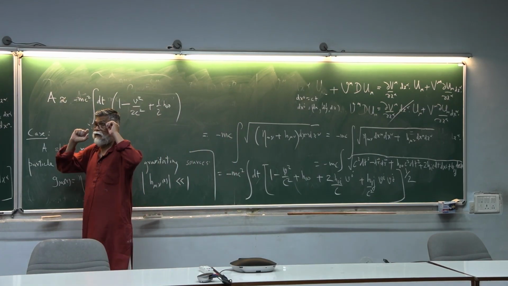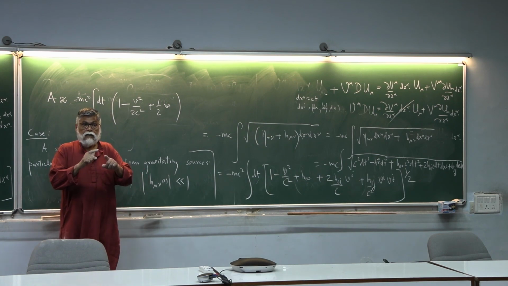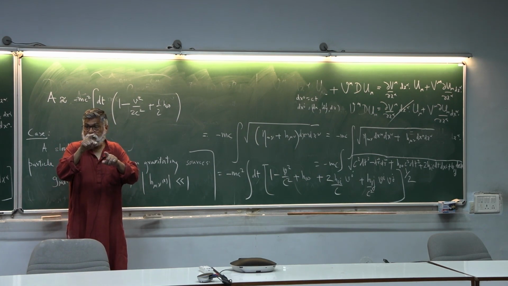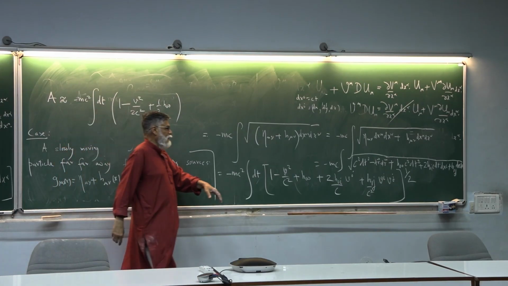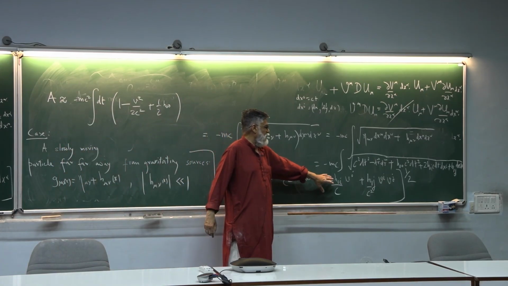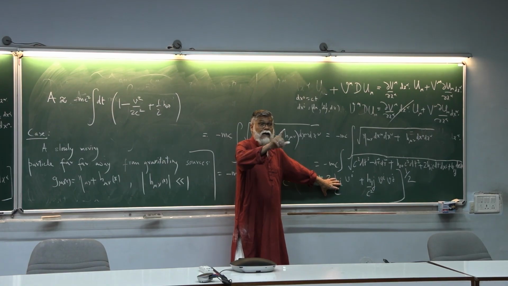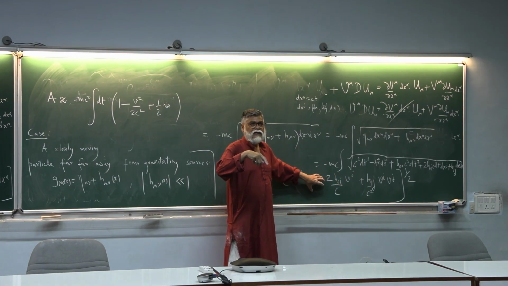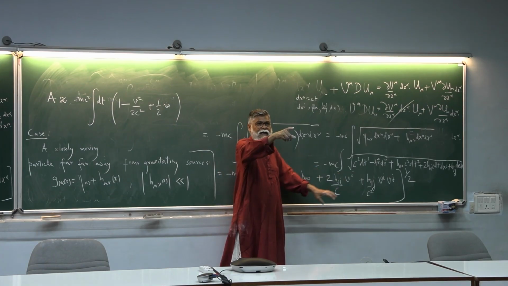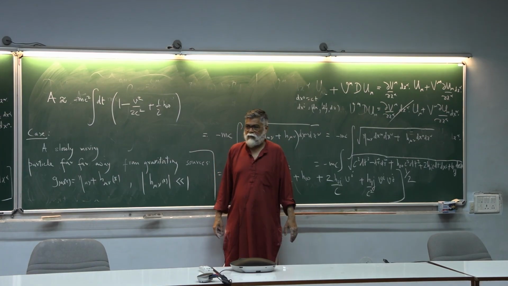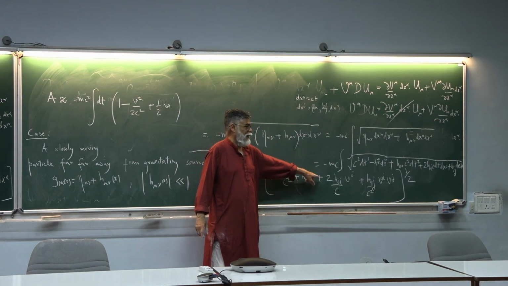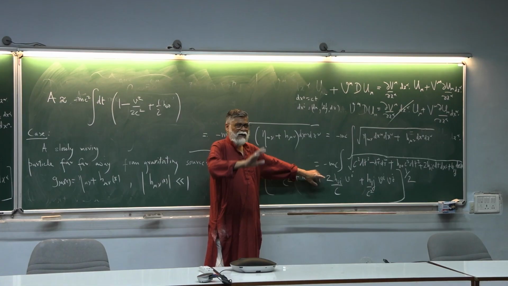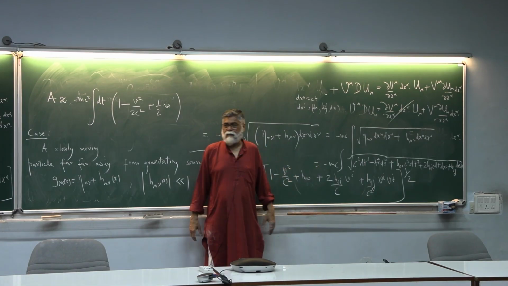You got my logic? Not only is the particle slowly moving, v_i by c is small, h itself is small. So I am neglecting this term, although I should have retained it, because there is something to do with the gravitomagnetic field. There is a gravitostatic field and a gravitomagnetic field. But let's not bother about the gravitomagnetic field. I'll drop this term.